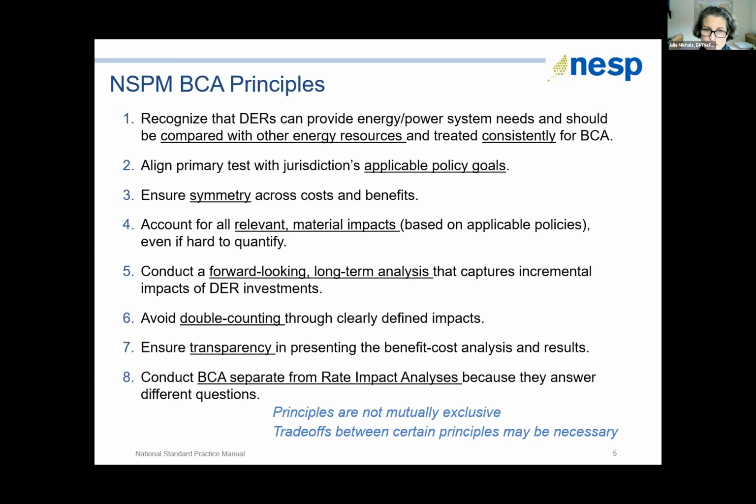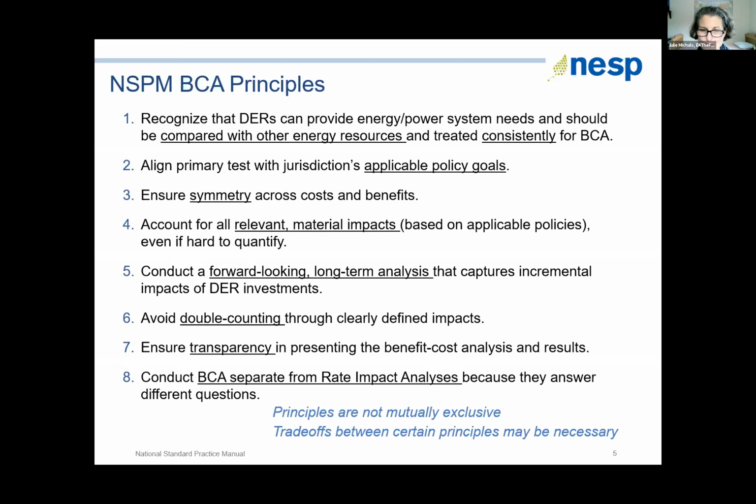Conducting forward-looking long-term analysis that captures incremental impacts of DERs as opposed to accounting for sunk costs is important, and it ties, in some ways, to looking separately at BCA from rate impact analyses, avoiding double counting through clearly defined impacts. That may come up in some cases for DER BCA analysis. And then transparency is really about the process for ensuring that the analysis results and the key assumptions are clear, and through state agency processes, dockets or proceedings, whatnot, that they're made available and known, and that the underlying methodologies for accounting for these are also transparent.